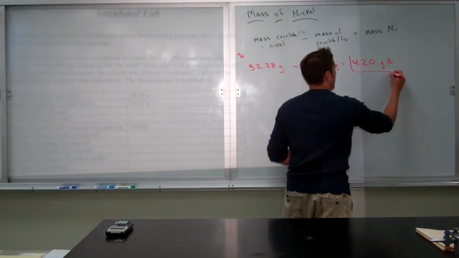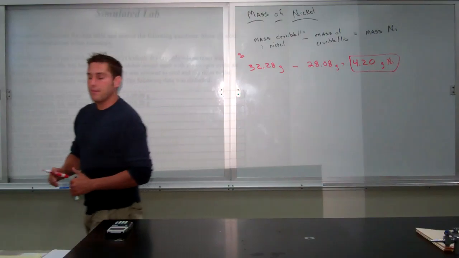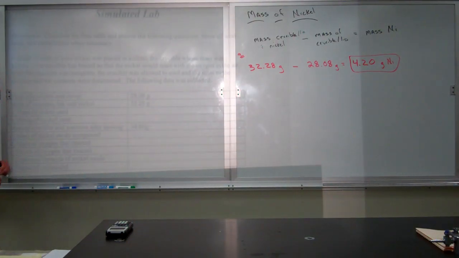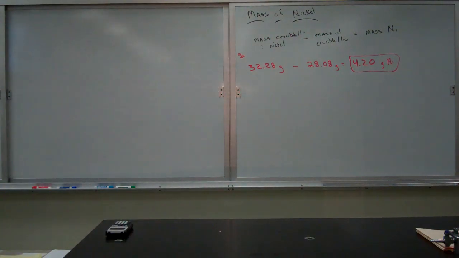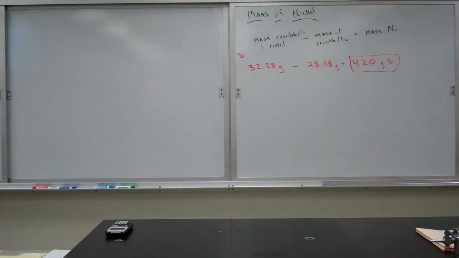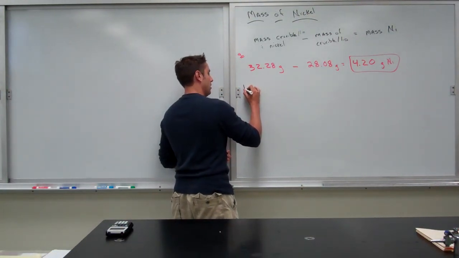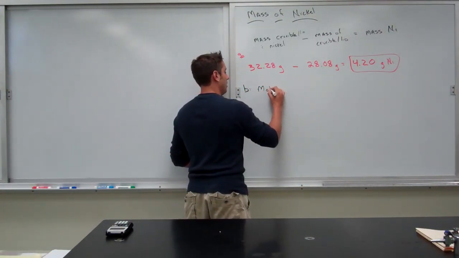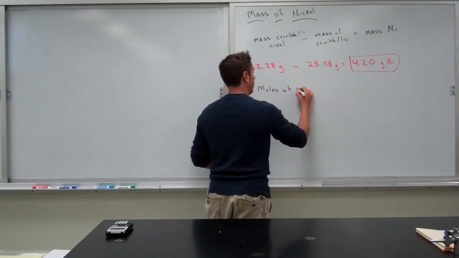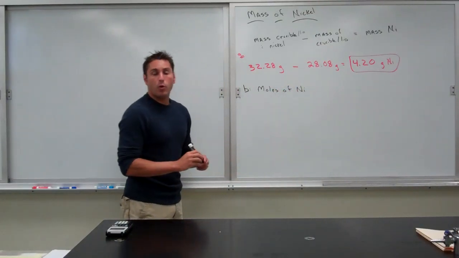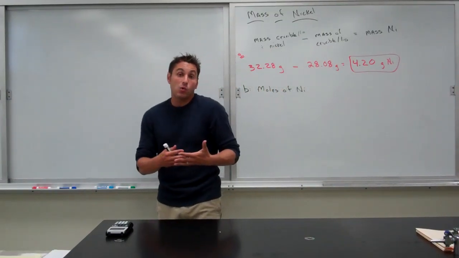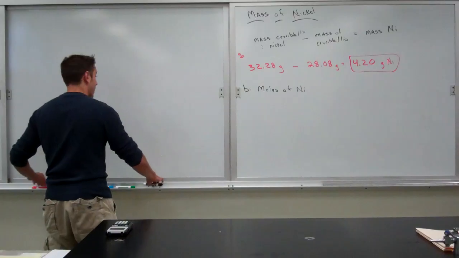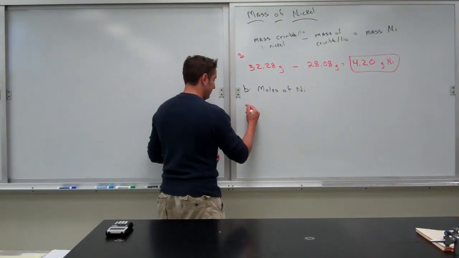We simply subtract out the mass of the crucible and the lid. Letter B wants us to get the moles of nickel used. If I'm going to get the moles of nickel, that's pretty straightforward. Anytime we have grams of a substance and we want to get it to moles, it's a one-step bracket problem using the periodic table.